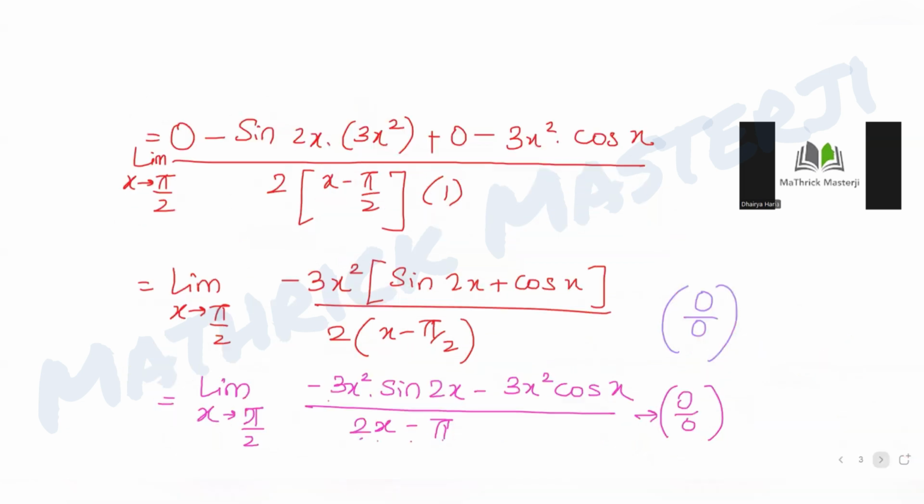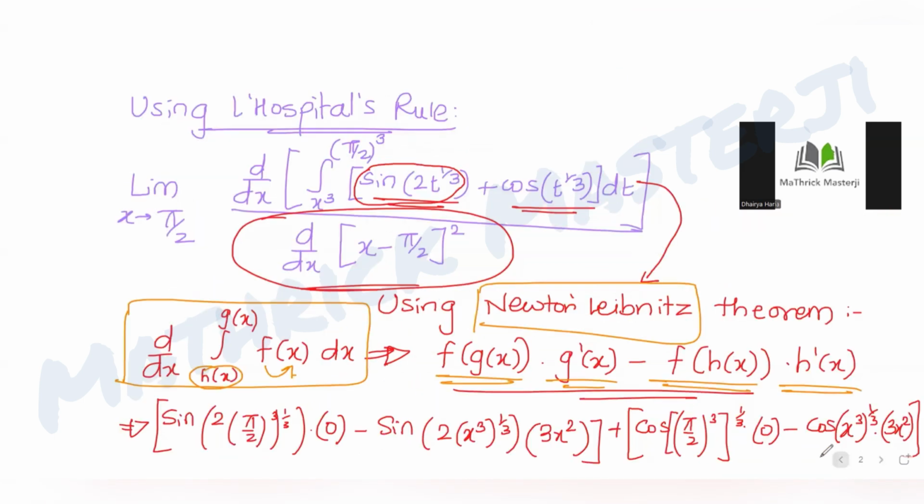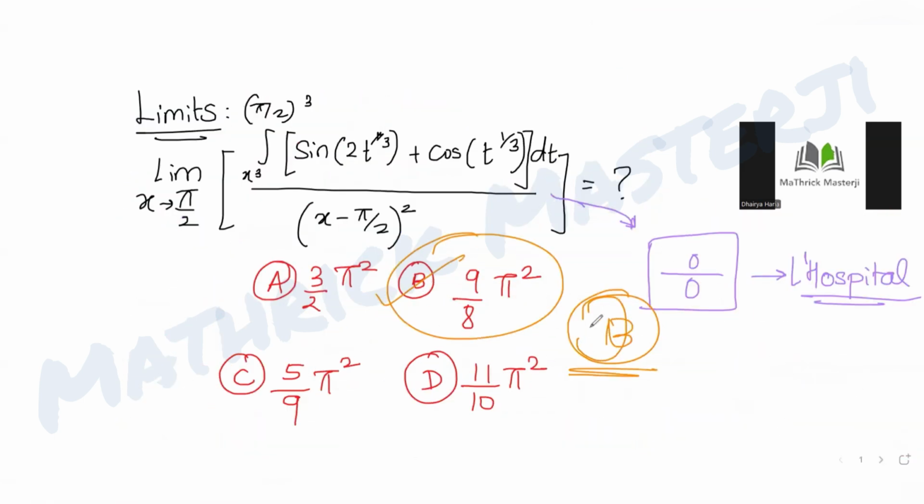And once you get that, then you just have to apply L'Hopital's rule until you do not get the 0 by 0 form. And then once you apply the limit, you get the answer 9 pi square over 8, which basically matches with answer choice B. I hope you have understood how to solve this type of question.